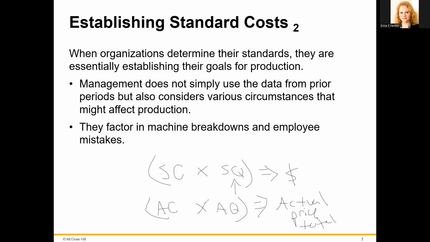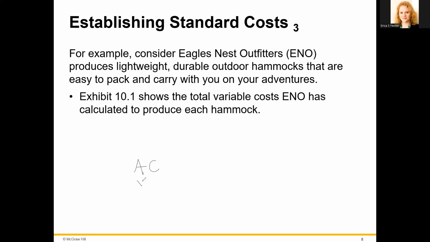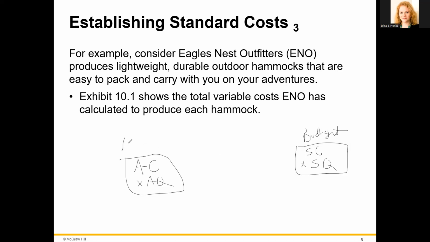So typically then, when you're looking at this, and I'm just drawing out something here that's on one of our handouts, if you have your actual cost times your actual quantity, you could also have on the other end here your standard cost times your standard quantity. So this is your budgeted amount. This is your actual amount.